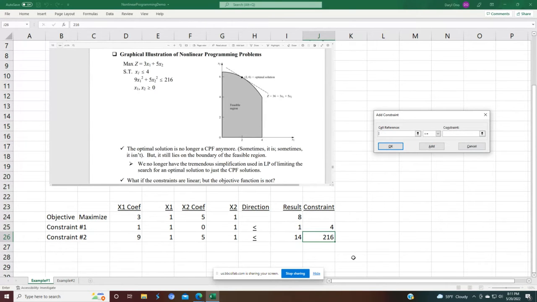Let's add constraint number 2. So constraint number 2 is in cell I26. That has to be, you see from our formulation, less than or equal to 216. So the dialog box then for this simple nonlinear programming is set up. Let's hit OK.